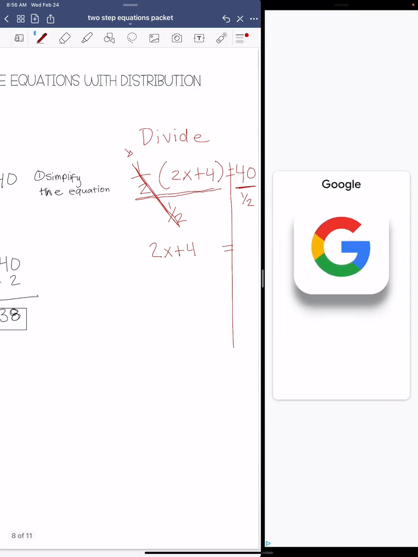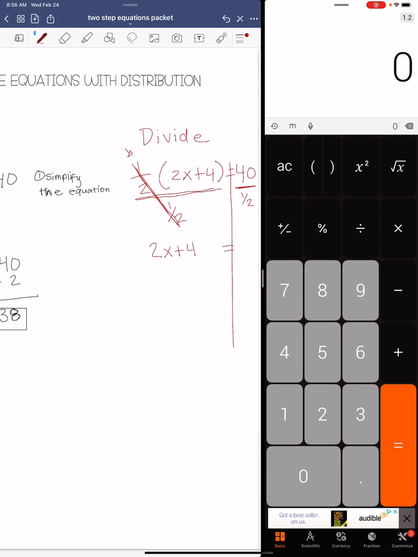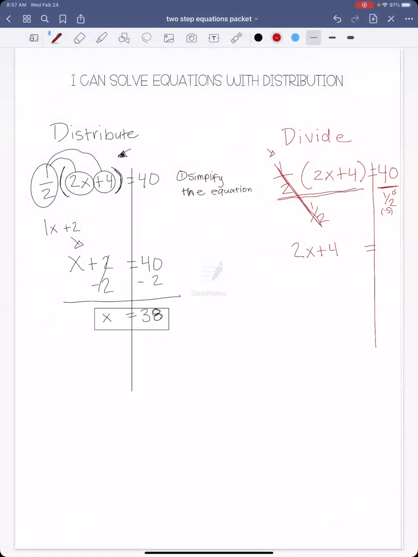Oh, sorry guys, I don't know what's happening here. Okay, so we have 40 divided by 1/2, and my calculator, the one that you guys can see, doesn't do fractions. So we're going to change that just to 0.5, but it means the same thing. So we're going to do 40 divided by 0.5. And if you use the calculators in class, we have the fraction button, so you can actually just type that fraction in. And we get 80. So now we have 2x plus 4 equals 80.